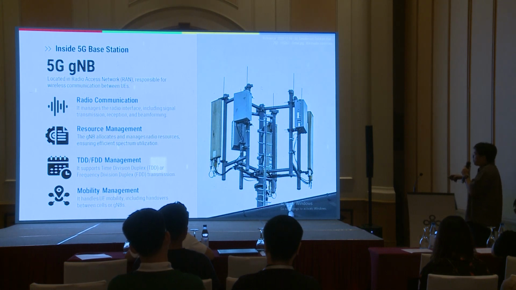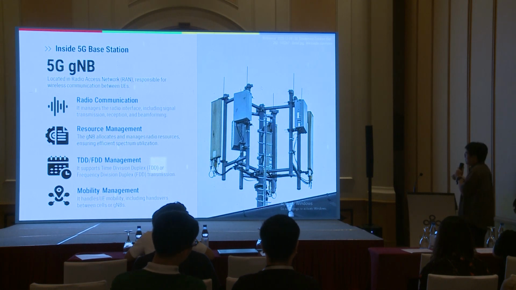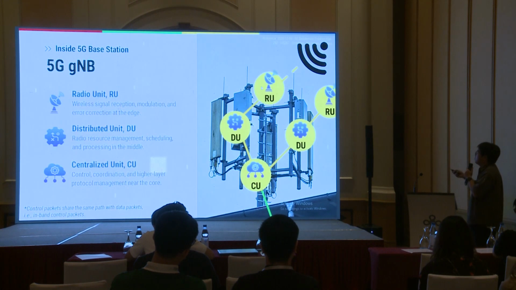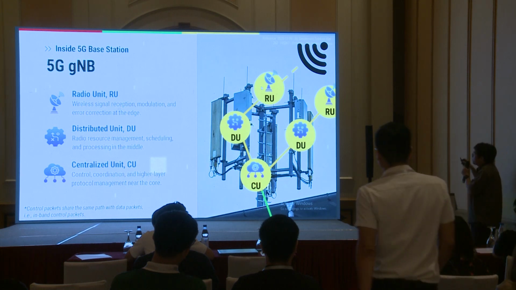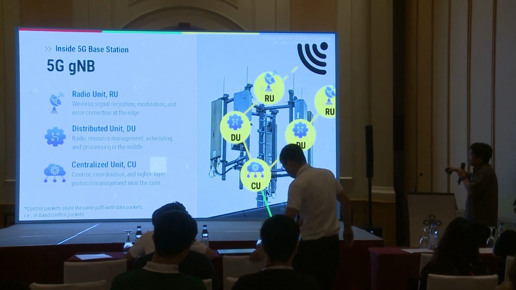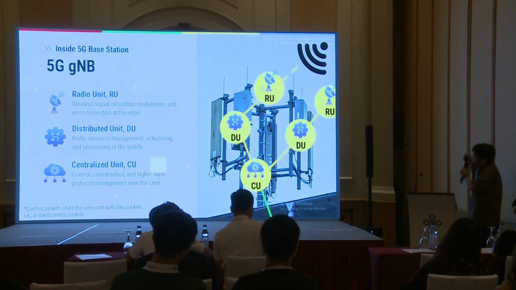And the last one is the mobility. Mobility is especially a term for how the UE, your phone, connects to different base stations to make sure your signal remains stable when you are moving. Just like what the gNB should do. So in order to break the gNB into different units, there are 3 different logical units.